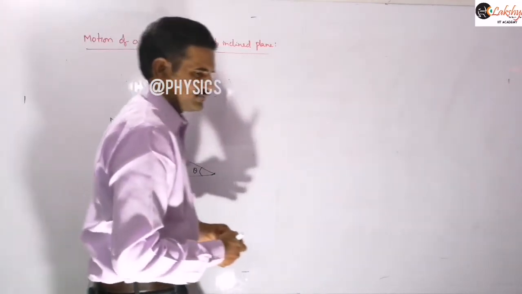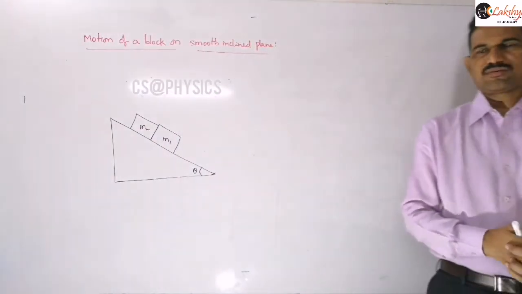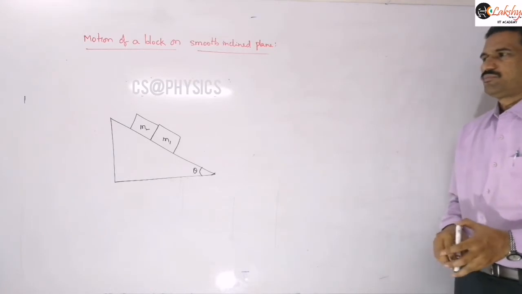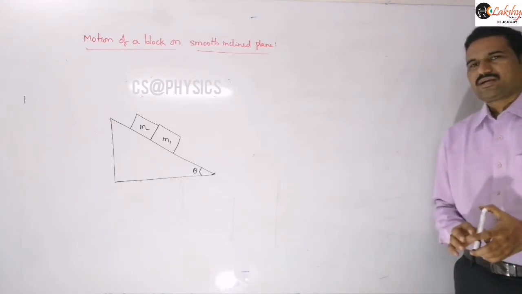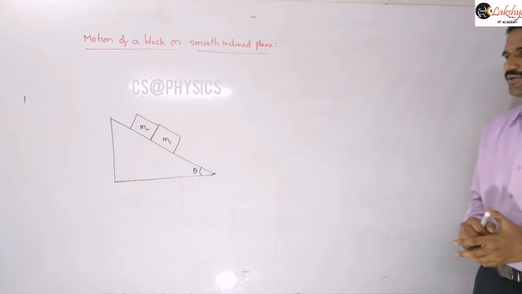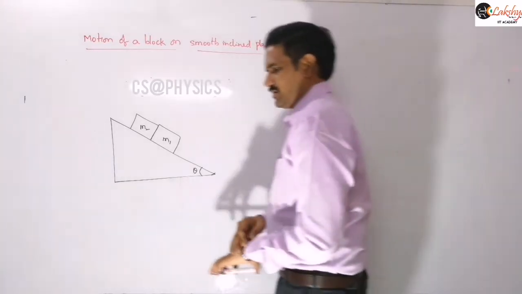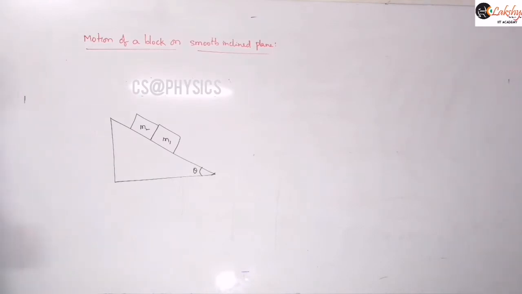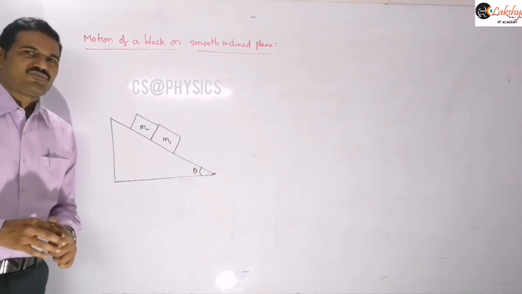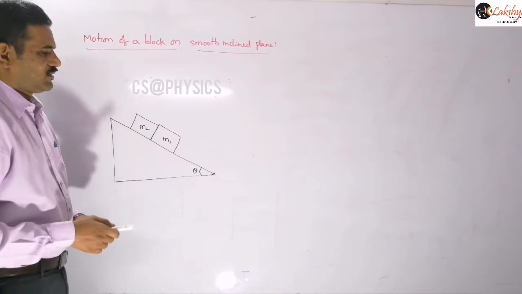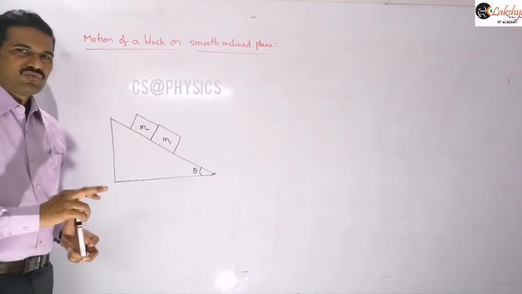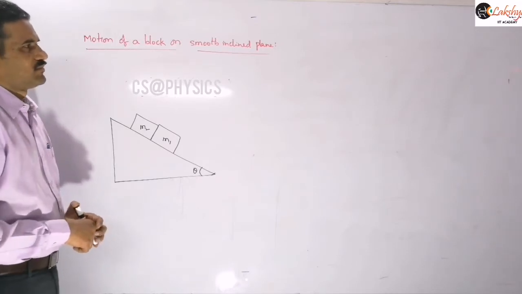Two blocks, M1 and M2, are sliding on a smooth inclined plane as shown in the figure. Then find the contact force between the two blocks.